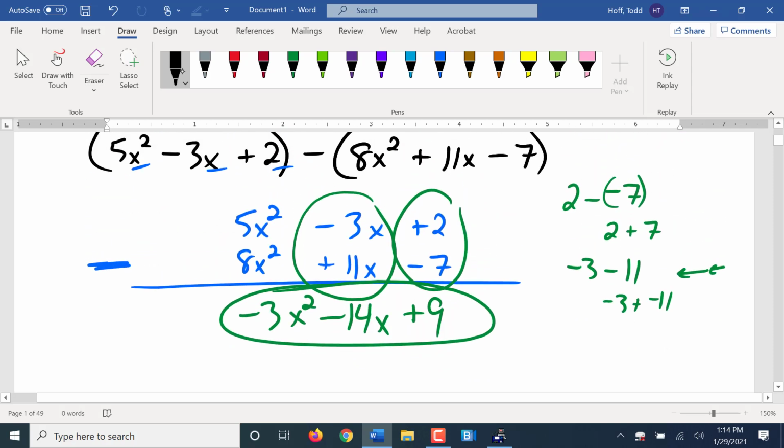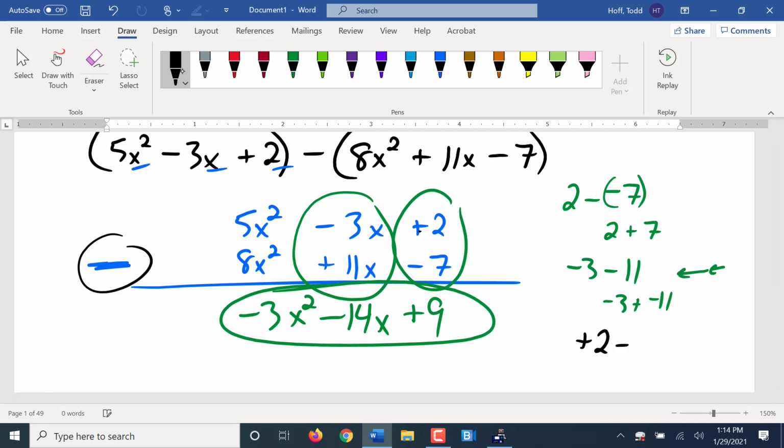Perfect. This is a positive 2. It's minus a negative 7. So positive 2 minus a negative 7. Remember, that becomes plus the opposite. So that's 2 plus 7.